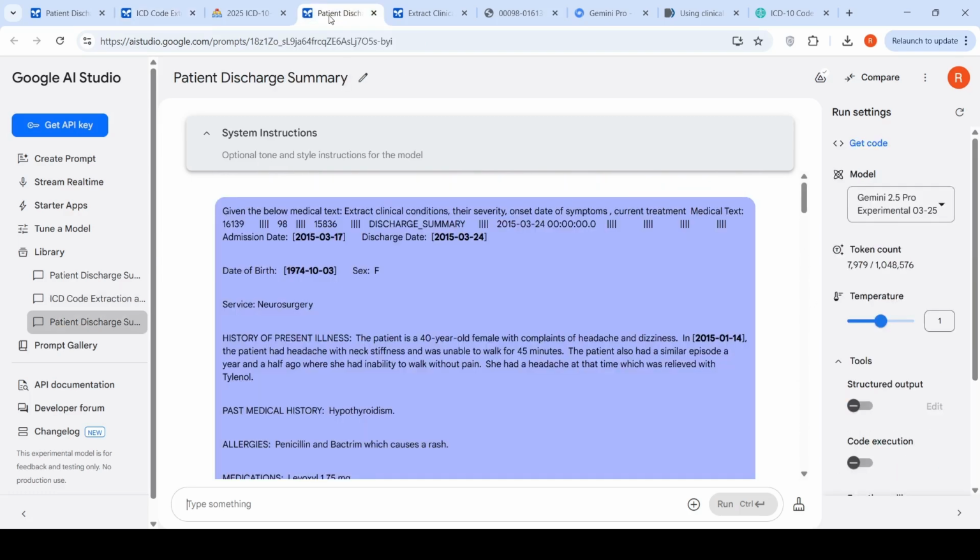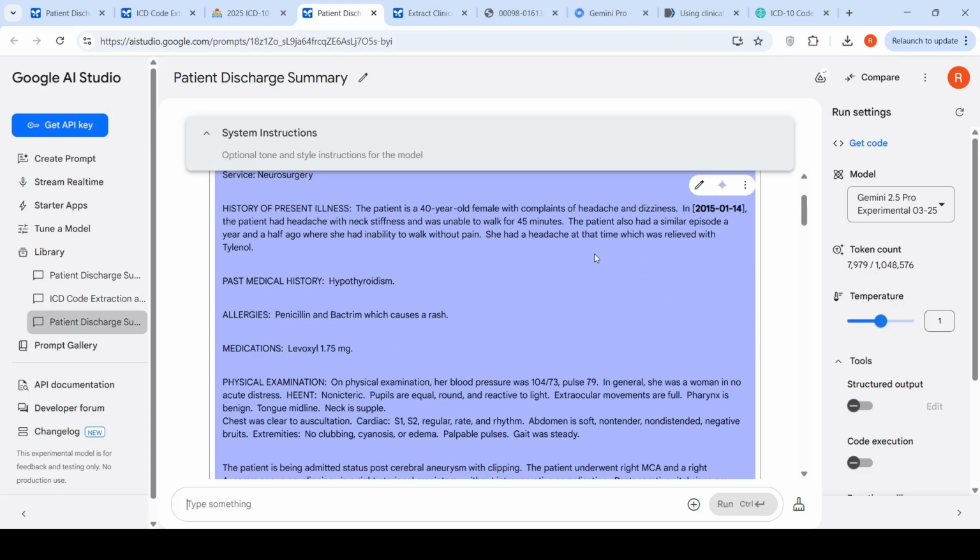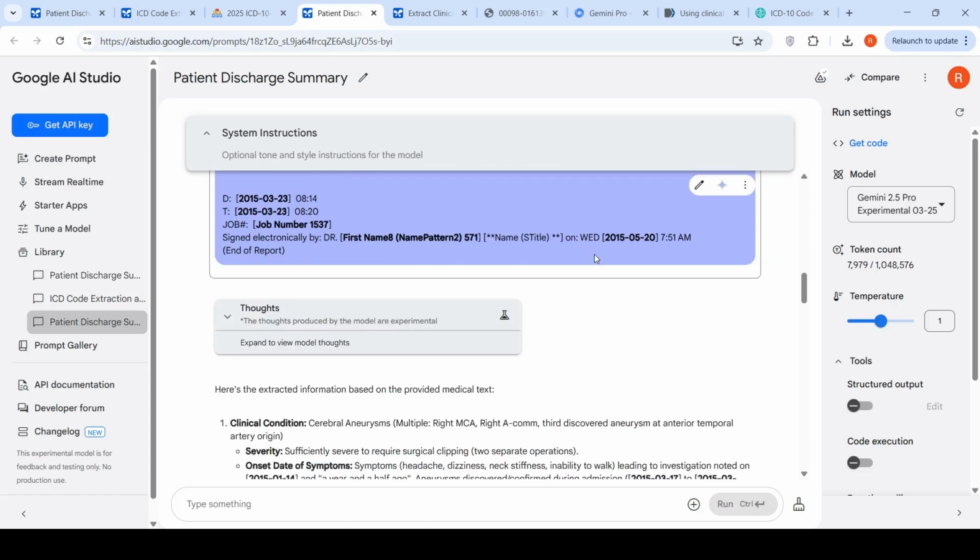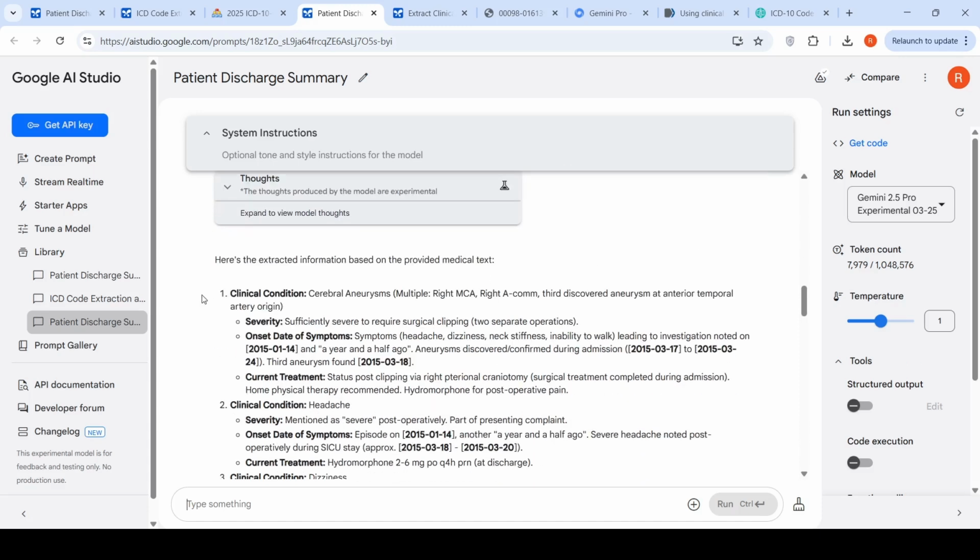So the next one which I tried was: given the below medical text, extract conditions, their severity, onset, date of symptoms, current treatment. Okay, this is another way of representing this report, this particular discharge summary. So when I gave that, it extracted correctly clinical conditions, onset, date of symptoms. Symptoms were there 1.5 years ago, right? Aneurysms discovered during admission, third aneurysm confirmed. Okay, current treatment is this.